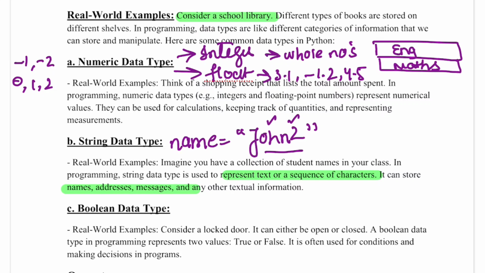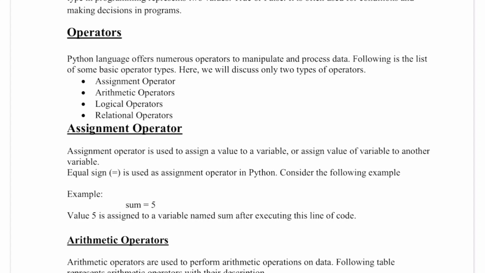Now we have operators. We want to perform some calculation, so we need to use an operator. For example, if I write 3 plus 5, this is my value, this is also another value, and this is my operator. Similarly in Python we have 4 different operators: assignment, arithmetic, logical, and relational. According to your syllabus, we are only going to learn about assignment and arithmetic operators.